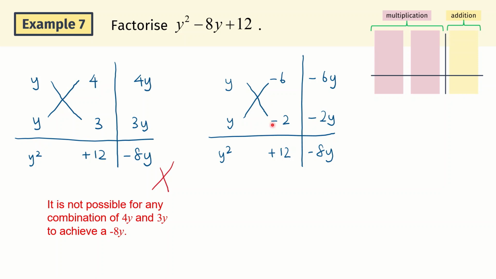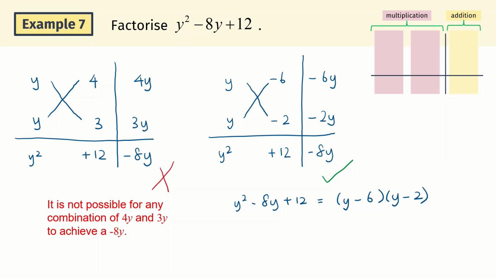And therefore, my answer for factorizing this expression will be y minus 6, we read horizontally, and then y minus 2. So this is a correct factorization process. And then we write our answer to be y minus 6 times y minus 2. And that will be how we can factorize this question.